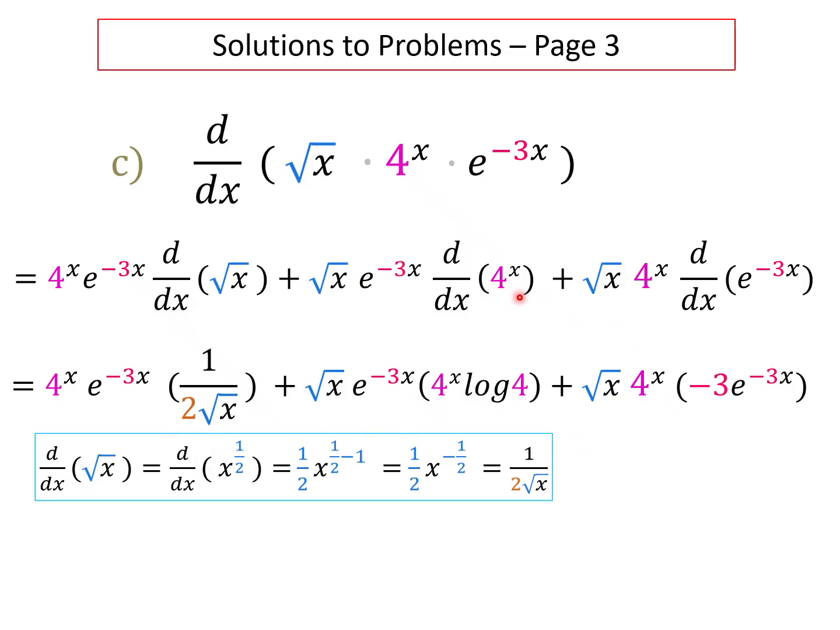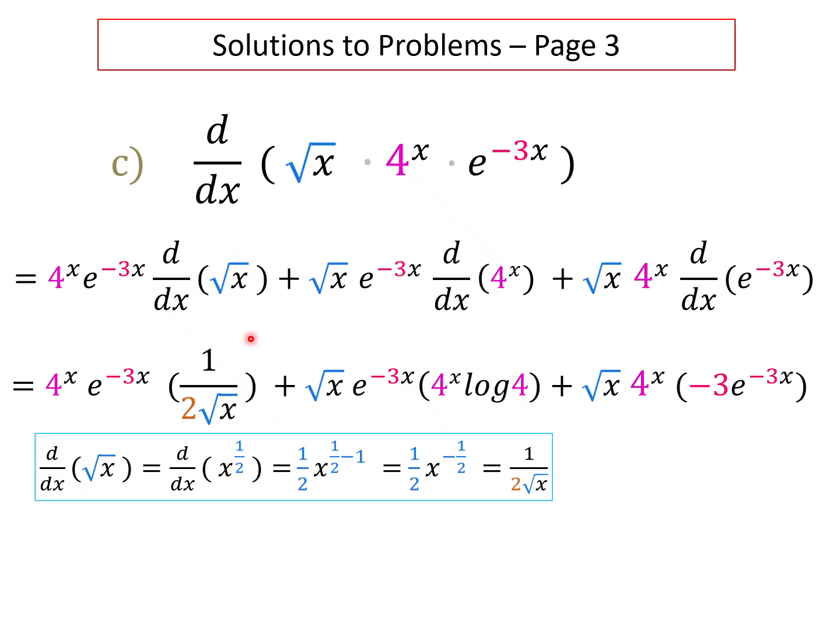In these two cases, 4 to the power x is directly 4 to the power x log 4. e to the power minus 3x is minus 3 e to the power minus 3x. But in this case, if we show all the steps, it will be very lengthy. So whenever we have got a big sum like this, where root x is a part, we will directly apply this formula.